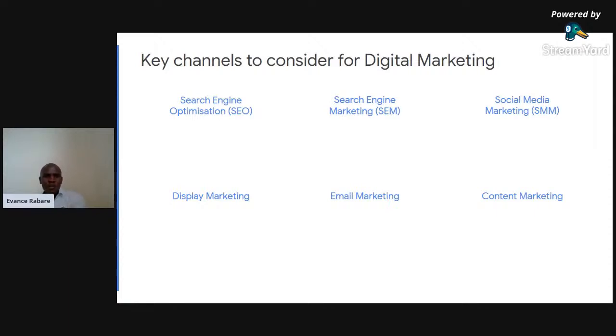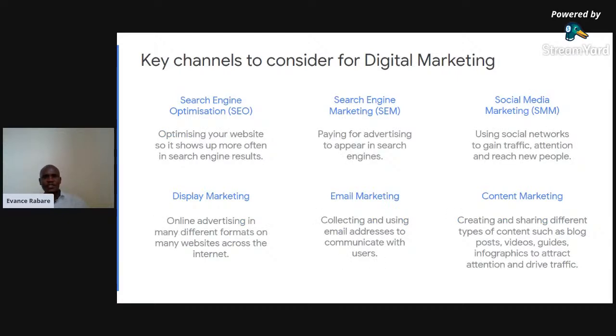All right. So let us look at some of the key digital marketing channels to consider. And this is going to help Agnes in just understanding the question that she asked about digital marketing. So in this section, we are going to look at search engine optimization, search engine marketing, popularly known as SEM. So search engine optimization is SEO. Search engine marketing is known as SEM. Also, we have social media marketing, which is SMM. We also have display marketing, email marketing, and content marketing. And at the end of it, we are going to put all this strategy together.